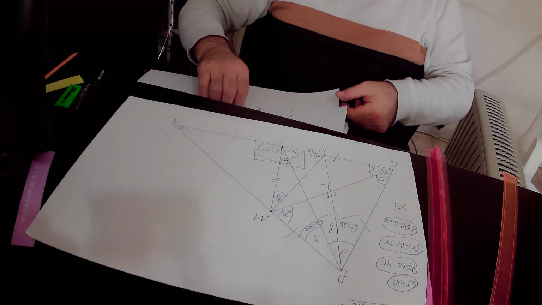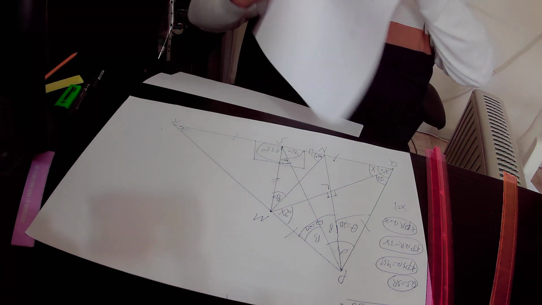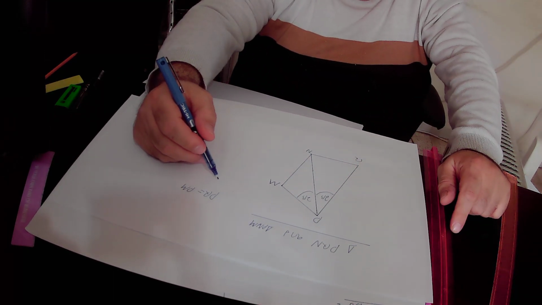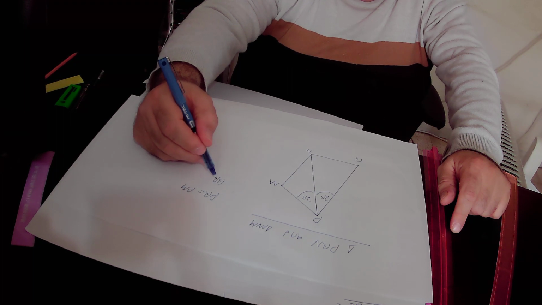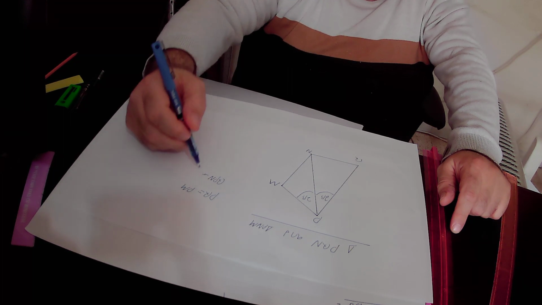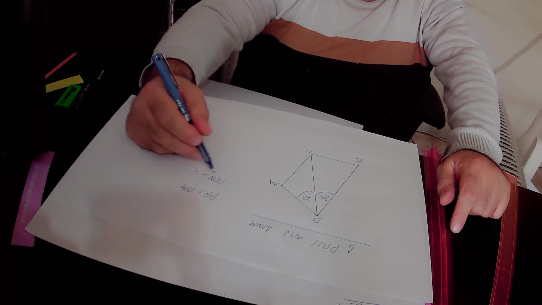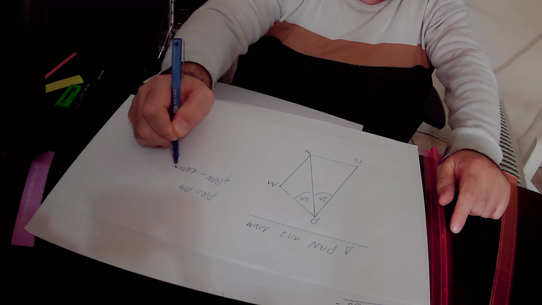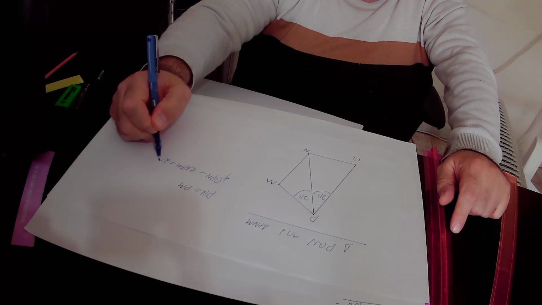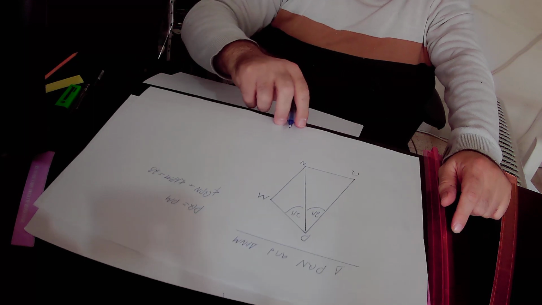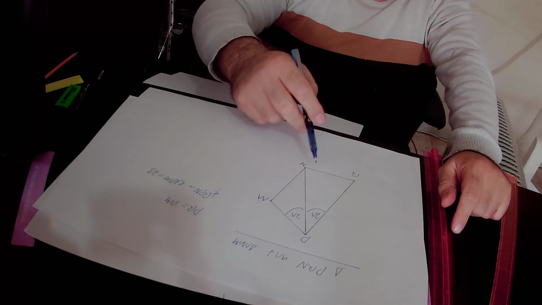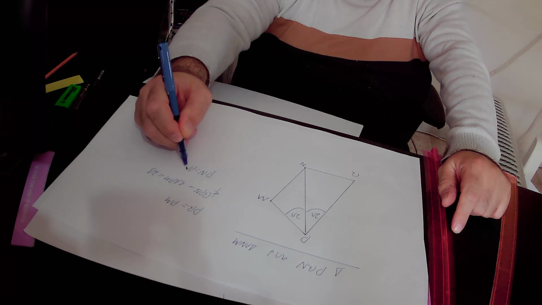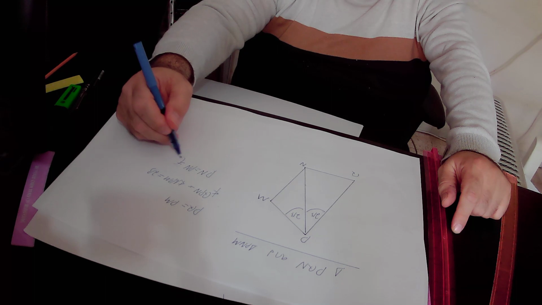Those two angles are also equal to each other. They are equal to beta, so angle QPN equals angle NPM, and they are equal to beta. And we have also a common side. PN is a common side, it belongs to both triangles, so PN equals PN.